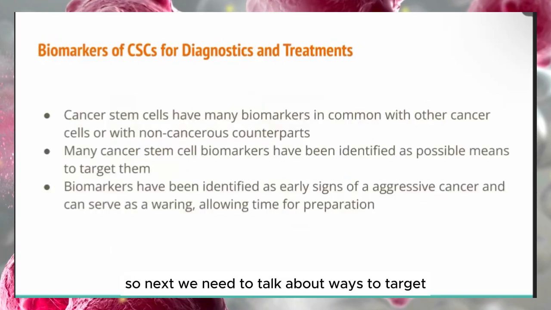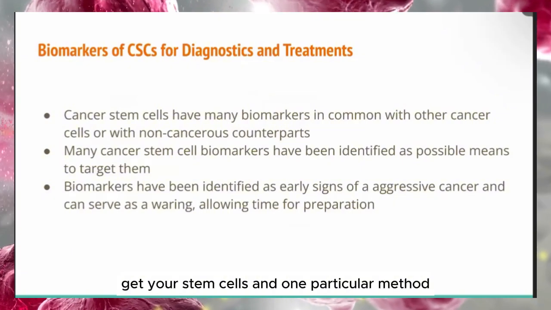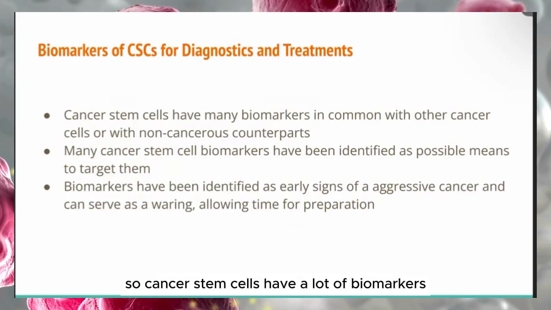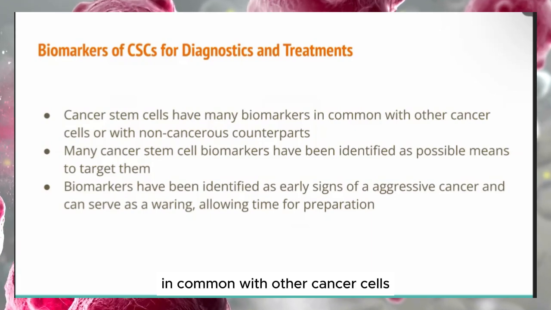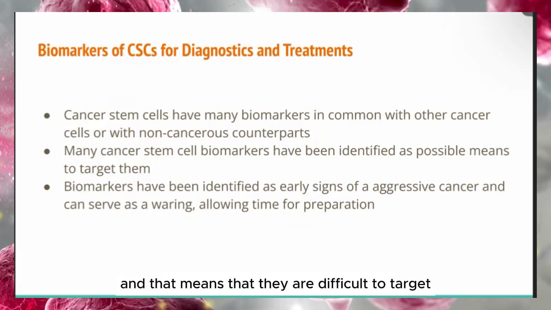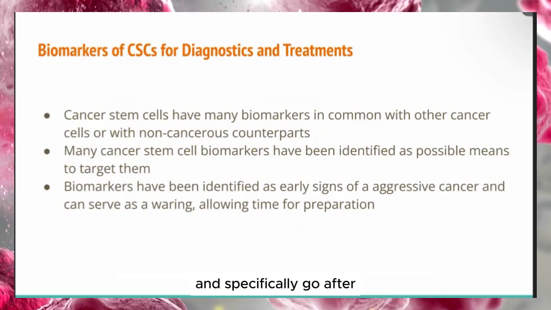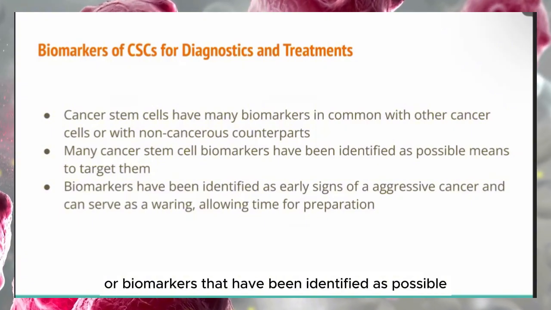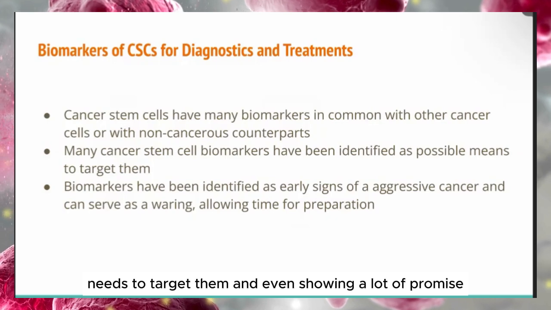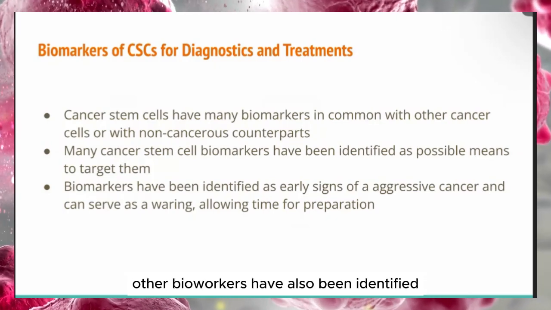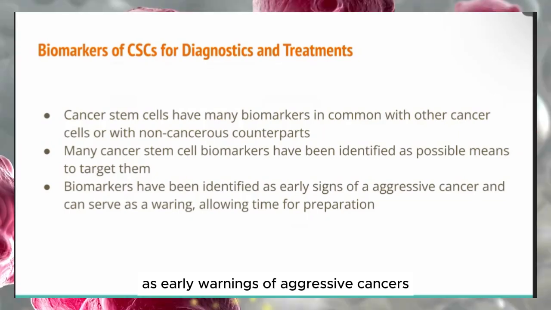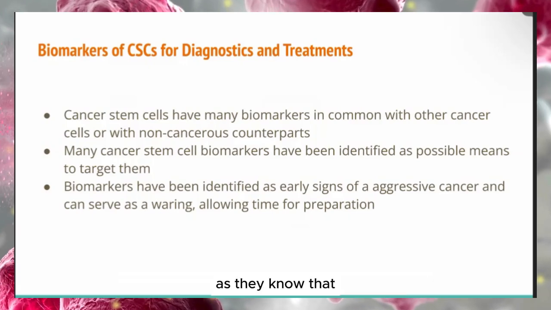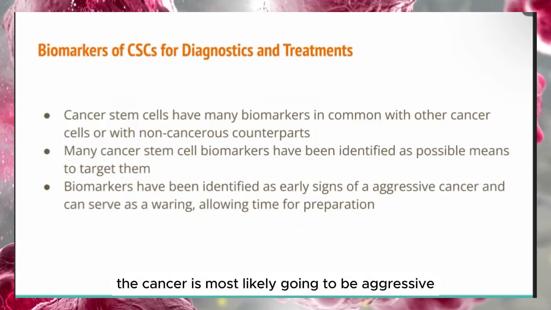Next, we need to talk about ways to target cancer stem cells, and one particular method of doing that is by using biomarkers. Cancer stem cells have a lot of biomarkers in common with other cancer cells or non-cancerous counterparts, and that means they're difficult to target specifically. However, many cancer stem cell biomarkers have been identified as possible ways to target them, and they've been showing a lot of promise. Other biomarkers have also been identified as early warnings of aggressive cancers, which allows doctors to prepare for the worst, as they know the cancer is most likely going to be aggressive.